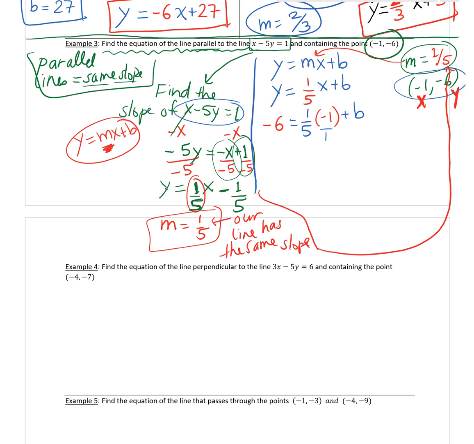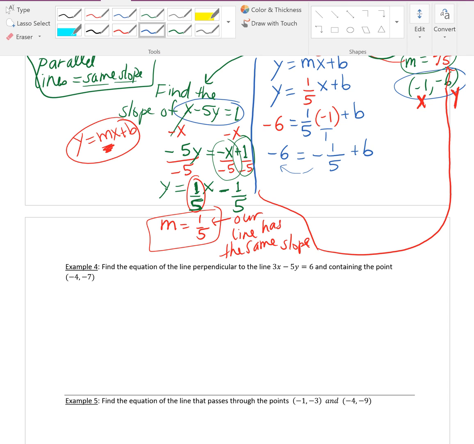The left side, there's not much to do, right? It's just negative 6. Then over here, if I multiply across, 1 times negative 1 is negative 1. 5 times 1 is 5. If I want to solve for b, I could move the 1/5 over. But I'm not too excited about trying to find a common denominator. Because imagine if you move the 1/5 over, it'd be 1/5 and negative 6. You'd have to add them together or subtract them. You'd have to get a common denominator, and I'd rather not do that.